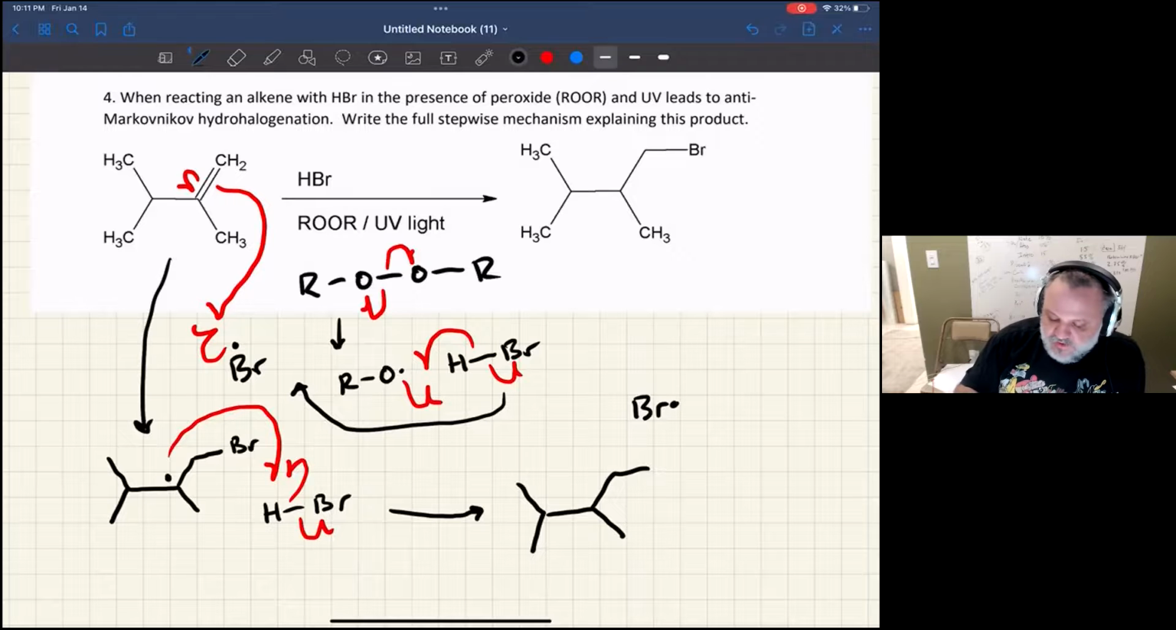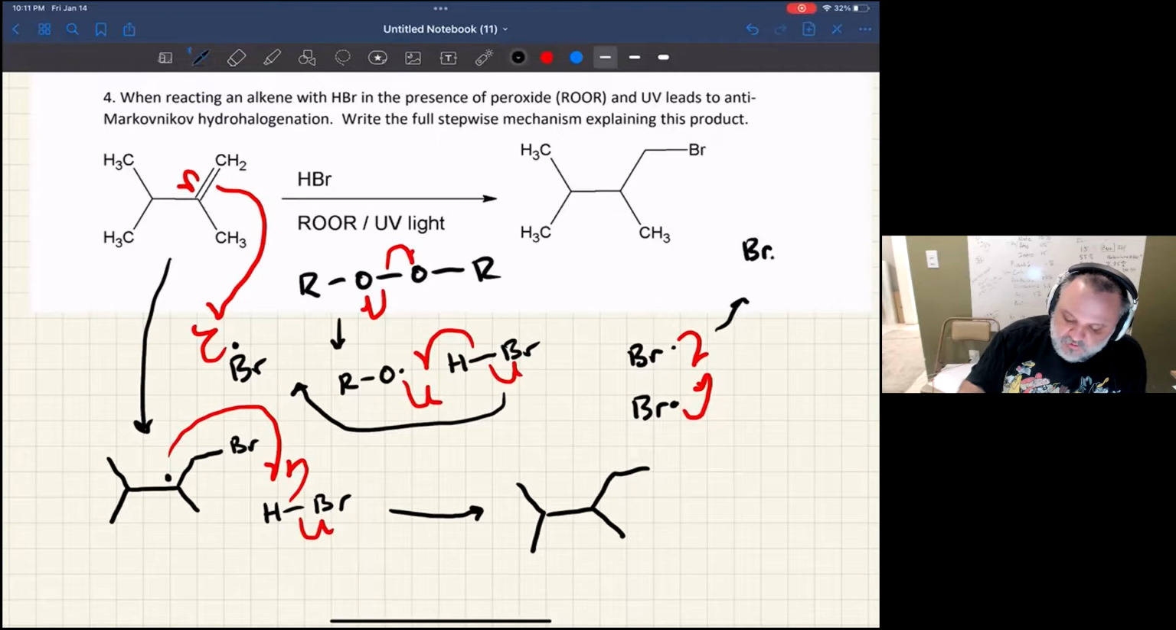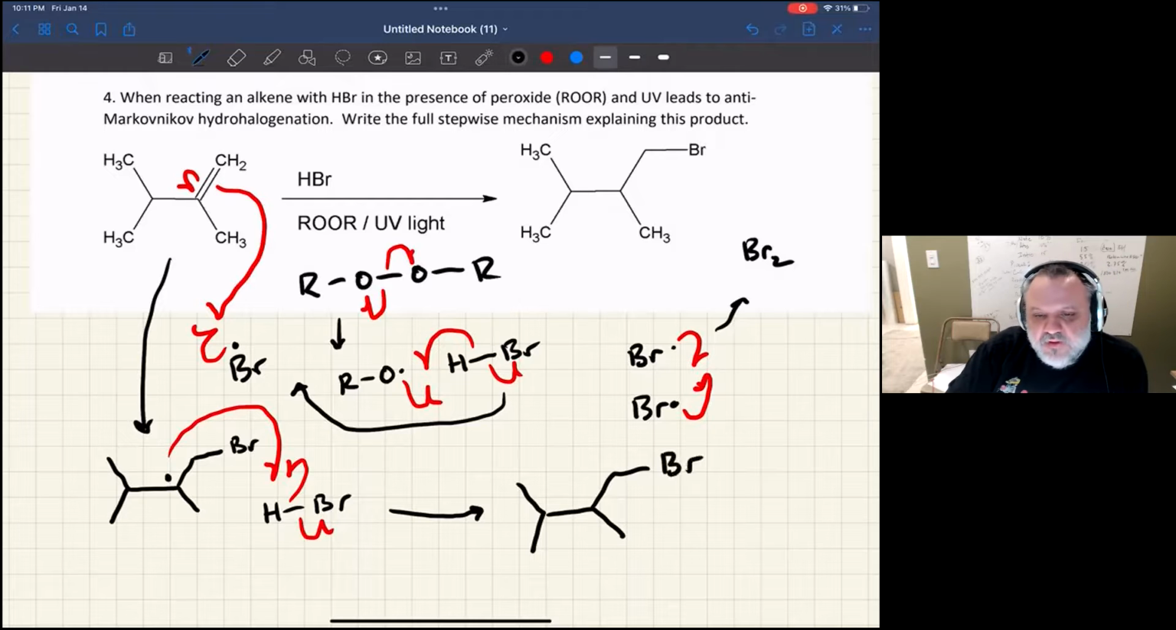And so, you know, what's the termination? Well, here's one possible termination step. A bromine radical can get together with another bromine radical and form Br2. There's other possible termination steps that can happen, but that's just one example. Okay. Oh, I forgot to put my Br down here. So yep, the Br is still there. And this is the mechanism that explains this. And we're using these fish hook arrows because remember, in a radical mechanism, we're talking about the movement of one electron.